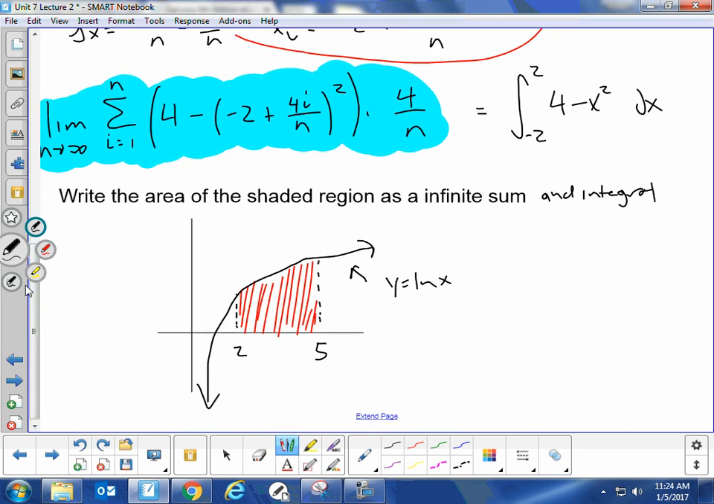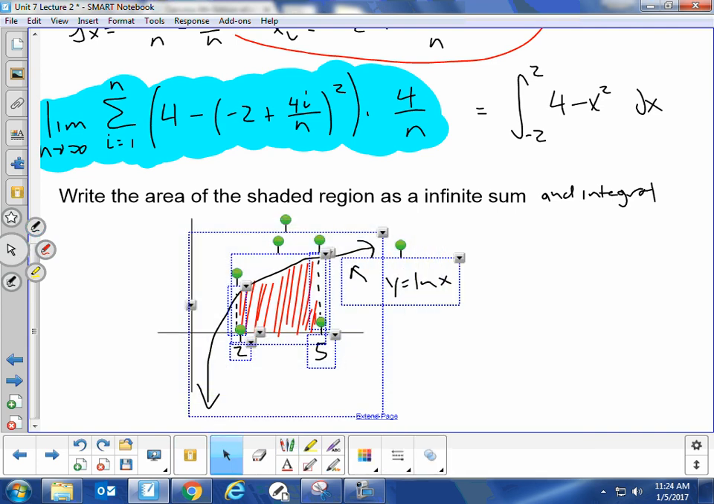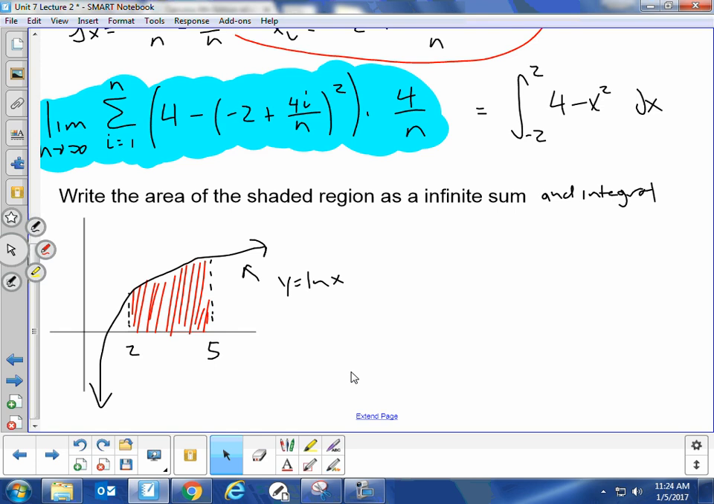Writing the area of this shaded region both as a sum using summation notation and using integral notation. You can see why people started using integral notation pretty quickly instead of the summation notation.